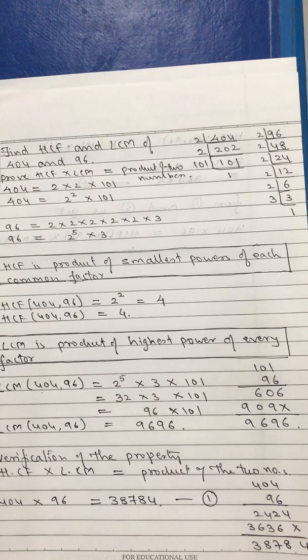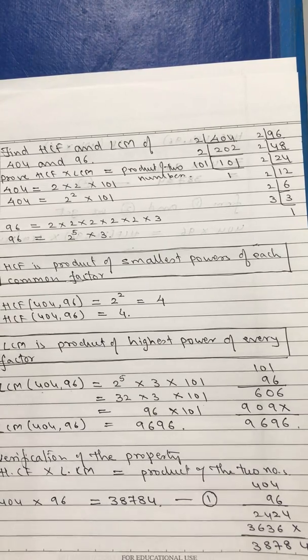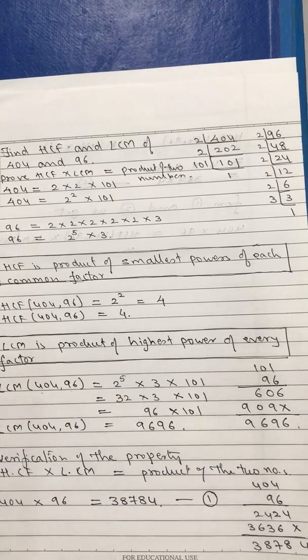HCF involves only common factors and the smallest power of common factors. LCM involves each factor and the greatest power of each factor. So multiply both and you will get the HCF and the LCM. Here one topic gets over, and next, they will usually ask you to prove that HCF into LCM is equal to the product of the two numbers.